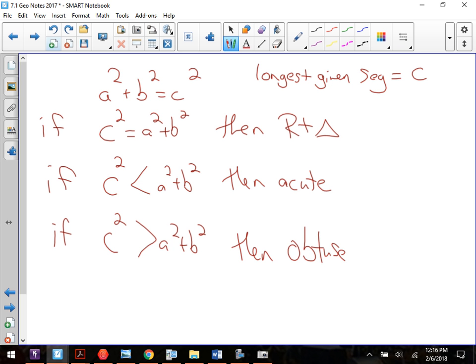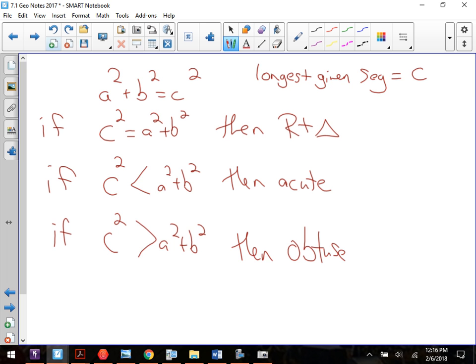And the reason they put the c squared first is because if we say that something is small, we think smaller than something. Obtuse, it's larger than something. That's why they write it backwards. Right? That's why we write it backwards, versus a squared plus b squared is greater than c squared. Most textbooks do it this way.